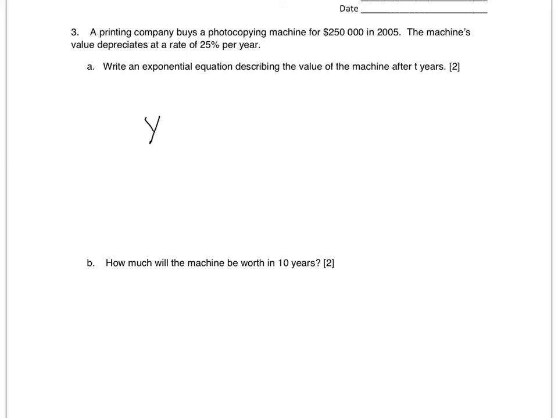Okay, we write that y is equal to the initial value, which is $250,000, times, now the rate of change is 25% going down. So this means 1 minus 25%, which is 0.75, exponent every t years, so exponent t. This becomes y equals $250,000 times 0.75 exponent t.